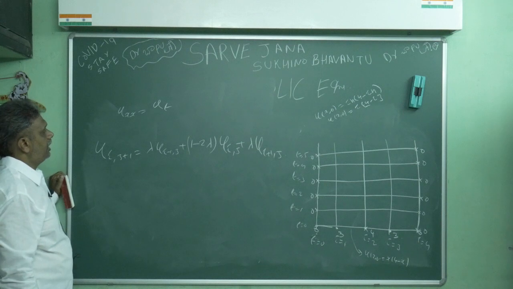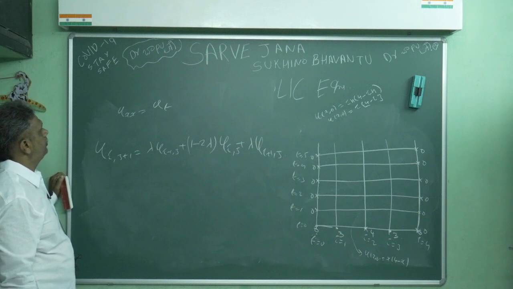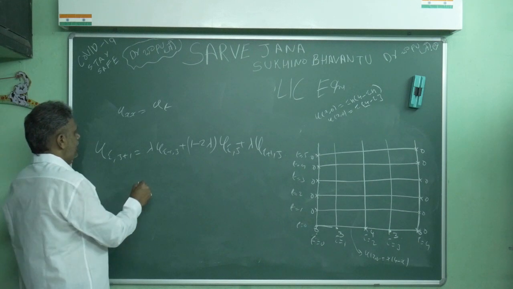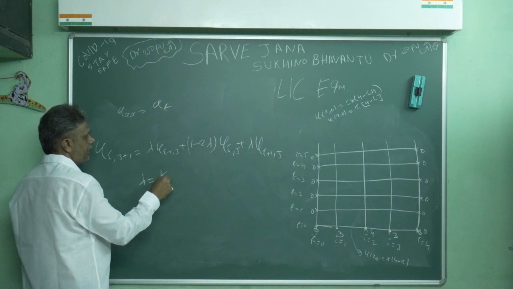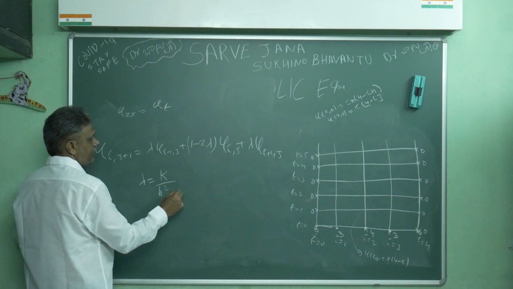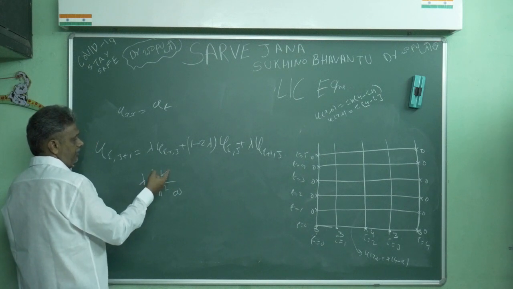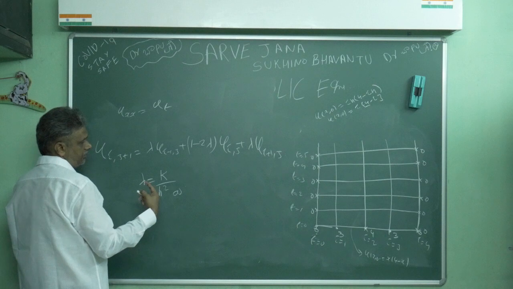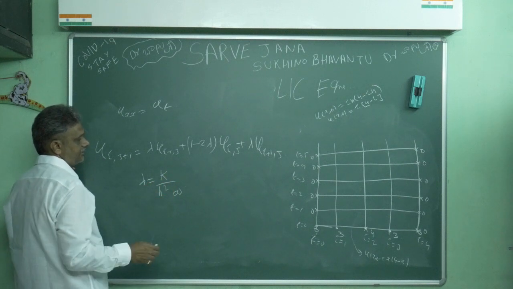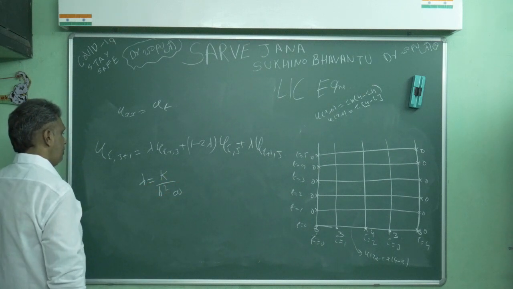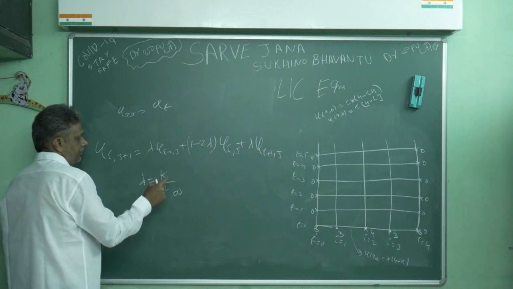Now my aim is to find the lambda value. Who is lambda? Lambda is equal to k by h squared times a. Here k is the grid size in the time direction, and h is the grid size in the x direction, the length of the grid. Now we know k is equal to 1, h is equal to 1.